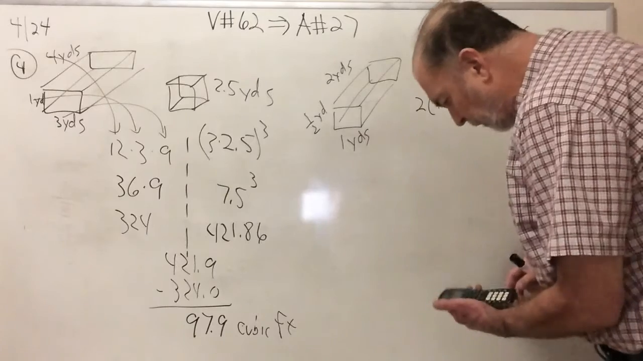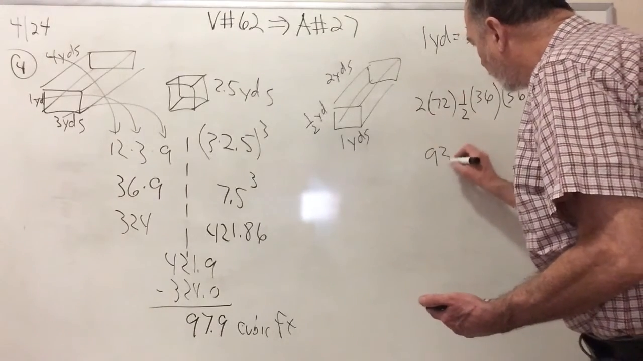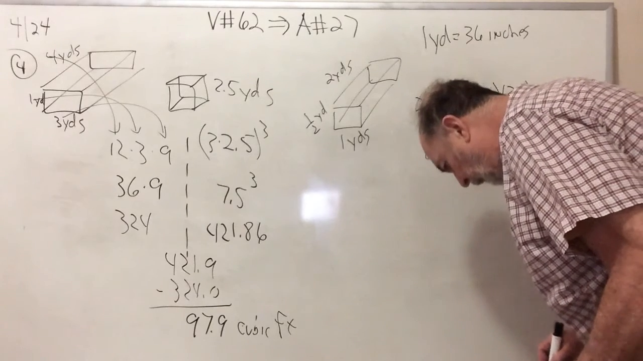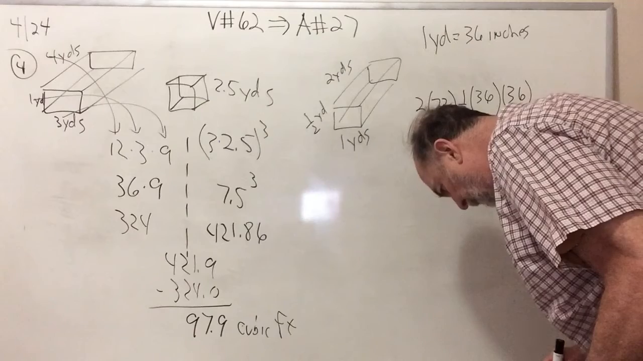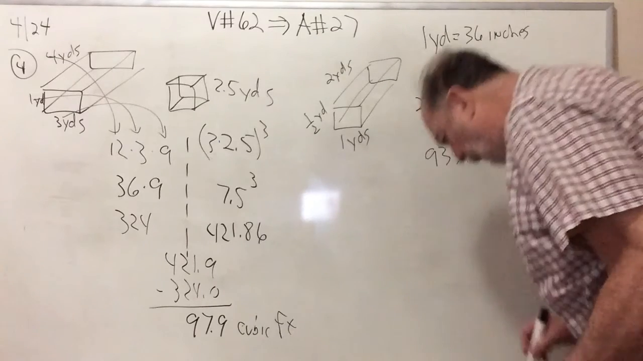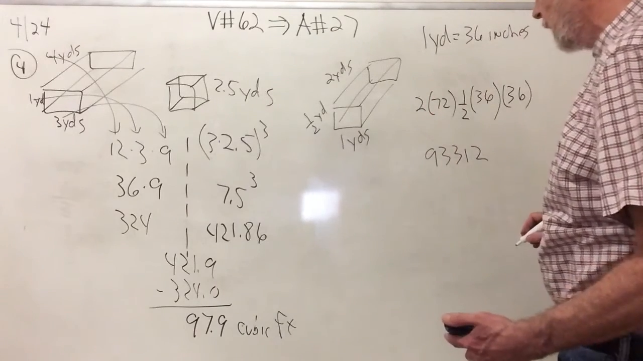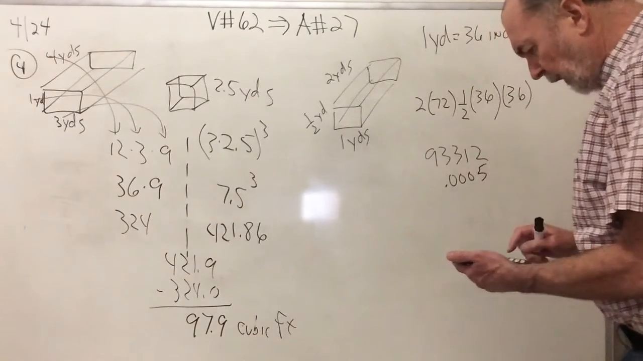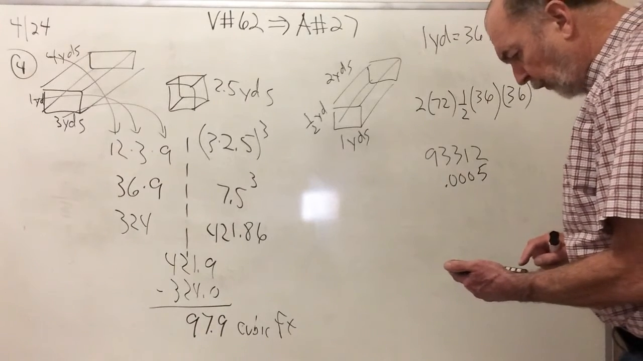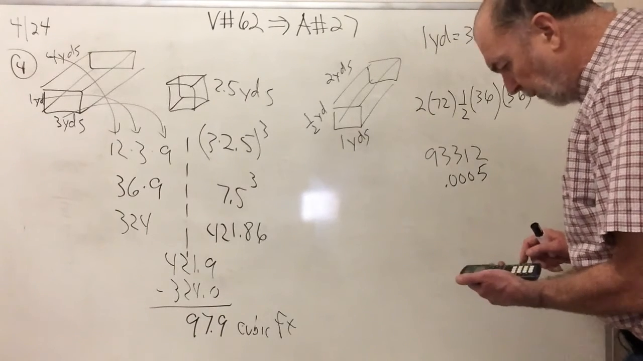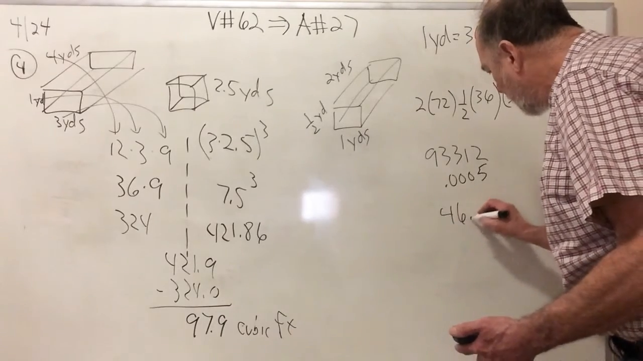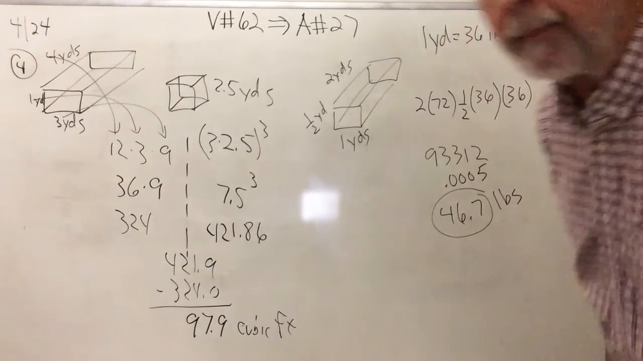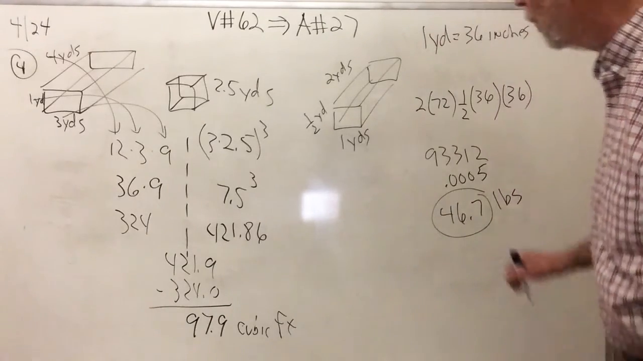And I come up with 93312, if I didn't make a mistake there. And I'm going to multiply that. Let's see, we got that right. I'm looking at my notes here. 72 times 18 times 36 times 36. That's correct. Times 0.0005. And when I do that, then I come up with the weight. 1, 2, 3. Got to count your zeros carefully. I come up with the weight, and I come up with 46.7 pounds for this object.